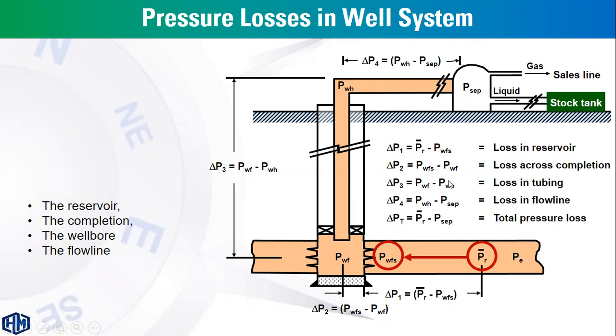So we have pressure losses in the reservoir due to the drawdown, the reservoir properties, and also the production rate. Also pressure losses across the completion, and across the production tubing, as you can see, and also losses across the flow line. So the total pressure losses in the system will be PR, the average reservoir pressure, minus the separator pressure. This difference will be the total pressure losses in the production system.